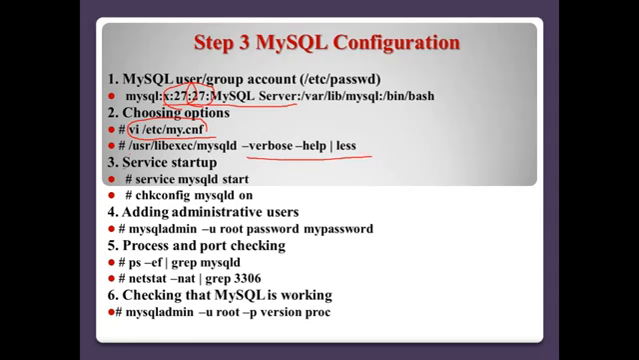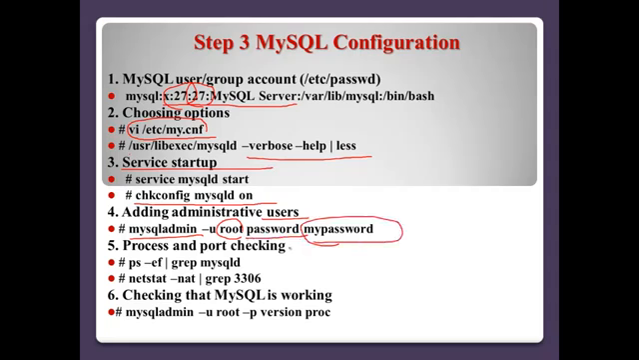After that, number 3, service startup: service mysqld start. And after that, chkconfig mysqld on. We can register the MySQL service to each run level. Number 4, adding administrative users. At first, after we successfully install and start this service, we can make an administrative user, for example, root. In this case, we can use this command, mysqladmin -u root password. Here we have used this password.